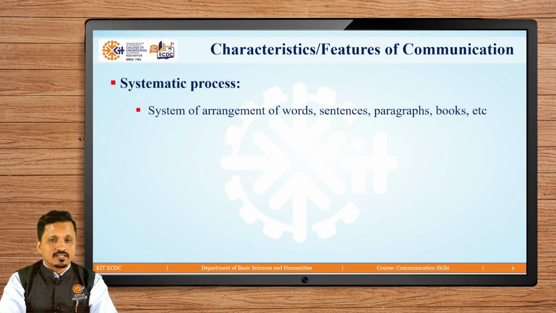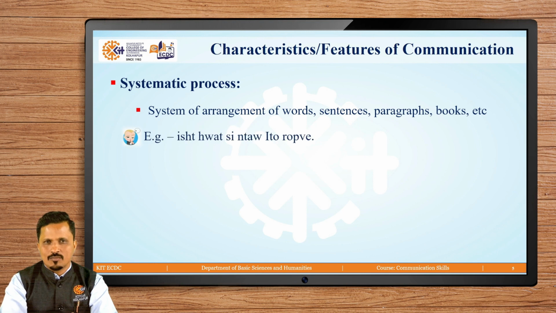The next characteristic is very important. Communication is a systematic process. Unless it follows a particular system, it cannot be communication. It is a systematic arrangement of words, sentences, paragraphs, books and so on. For example, can you tell me which sentence this is? Just pause for some time and try to identify the sentence. You may pause for 1 or 2 seconds, 5 seconds, or till you get the answer. What is the sentence?